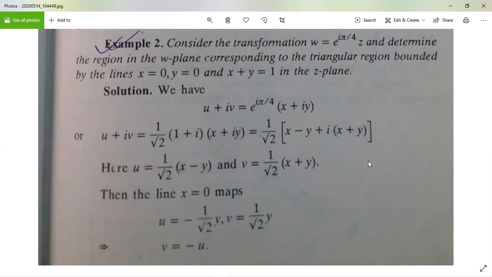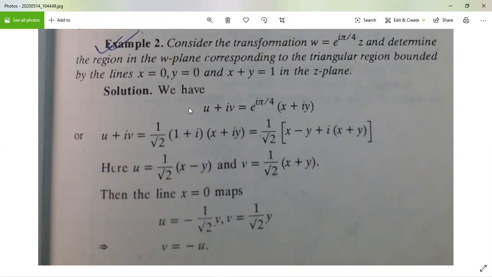This is the simple example where we choose the mapping as rotational. In the previous example, we saw the mapping was translated, that means transformed from one region to another region. Here, the transformation will be taken as rotation, and the previous one was translation.